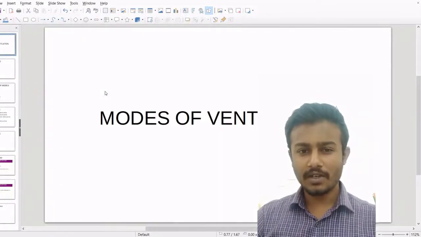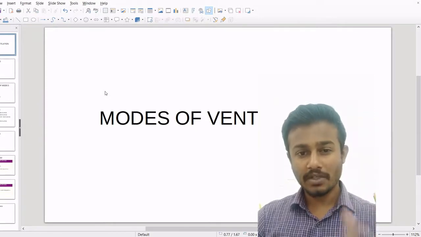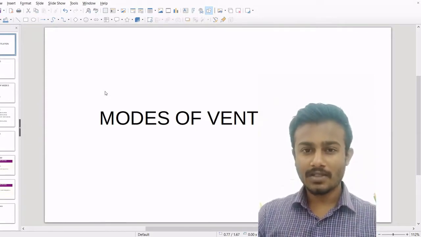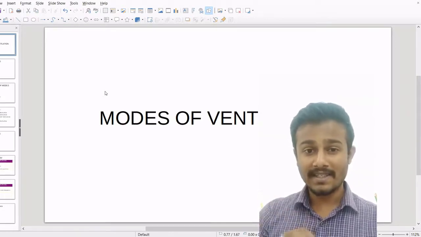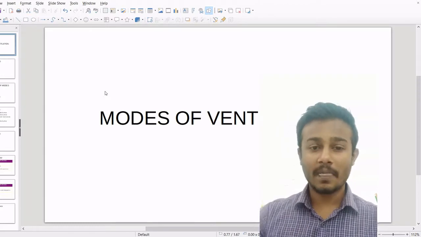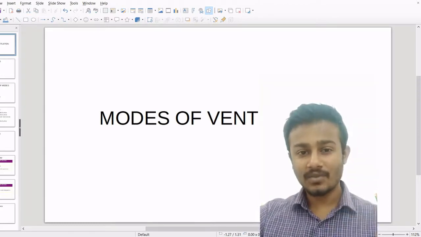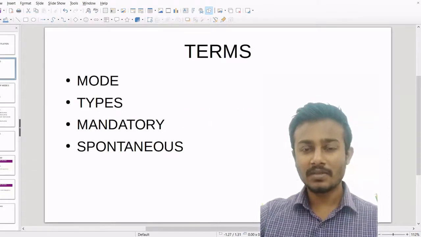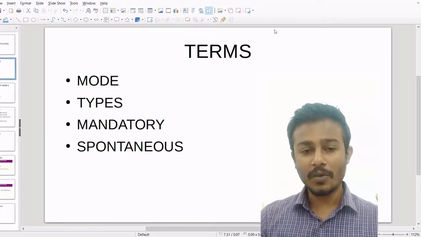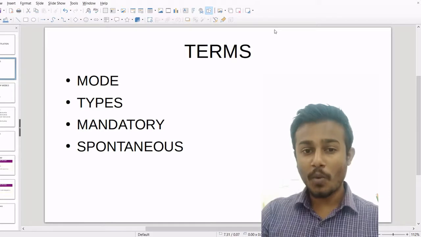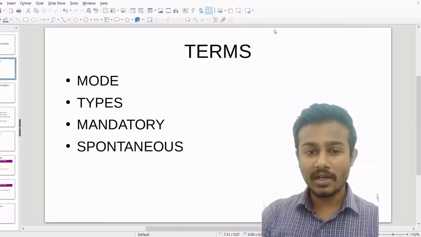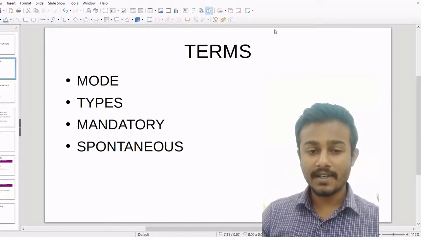So modes of ventilation. When you're having a patient on ventilator support, you can't just plug him into the machine and turn it on. It doesn't work like that. You need to have a certain set of parameters which have to be set in with the patient being on the ventilator. So that is what a mode is. So when you look at the terms, the mode is the operational set of parameters which you give to the ventilator machine when the patient is put on the ventilator.